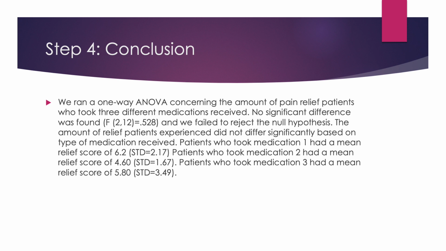Patients who took medication 1 had a mean relief score of 6.2 with a standard deviation of 2.17. Patients who took medication 2 had a mean relief score of 4.60 with a standard deviation of 1.67. Patients who took medication 3 had a mean relief score of 5.80 with a standard deviation of 3.49.